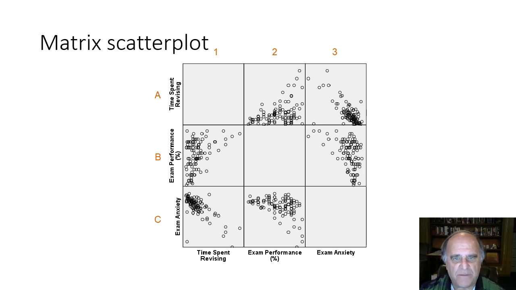Then here we can see the matrix scatter plot. So you can see the diagonal, of course, is empty. This would be time spent revising and exam performance, time spent revising and exam anxiety. Of course, exam performance and exam anxiety, exam performance and time spent revising. And finally, exam anxiety with time spent revising and exam performance.